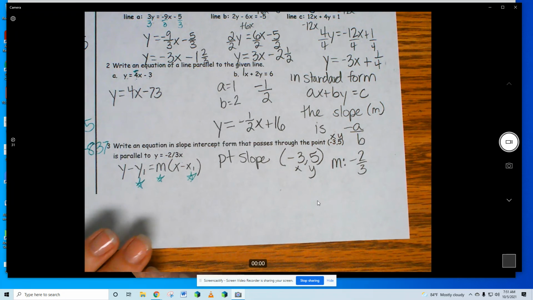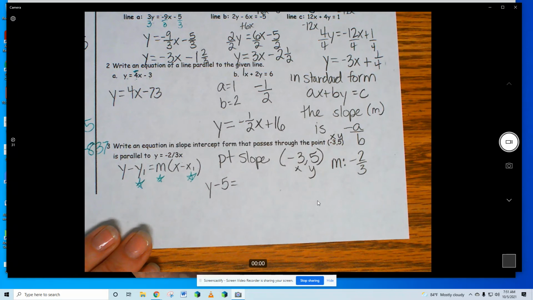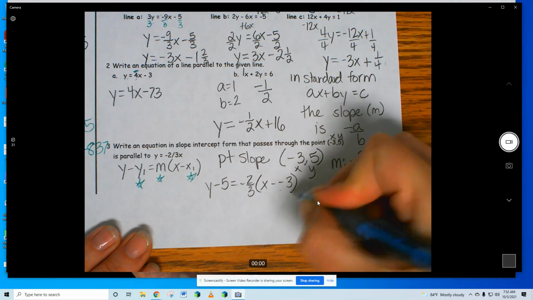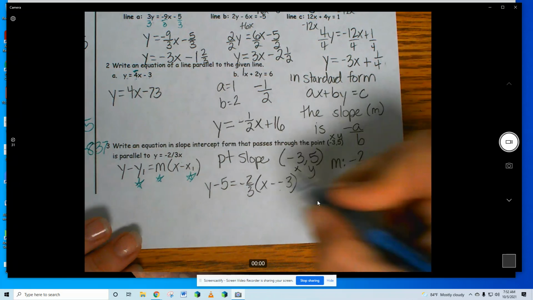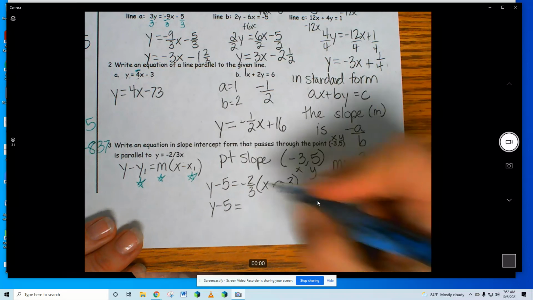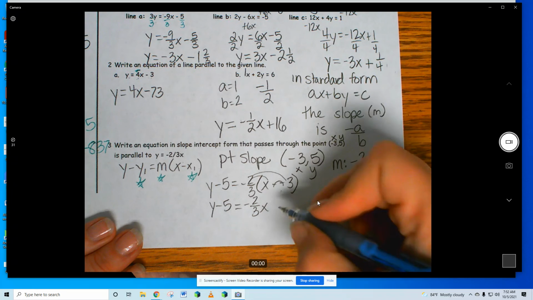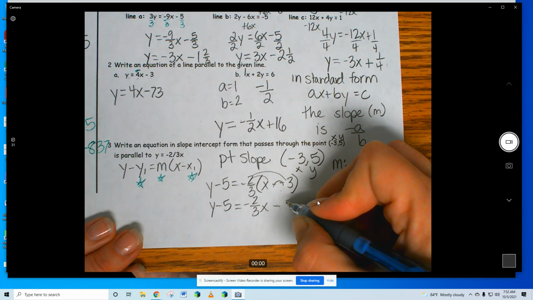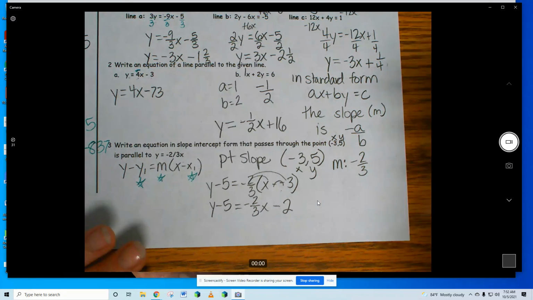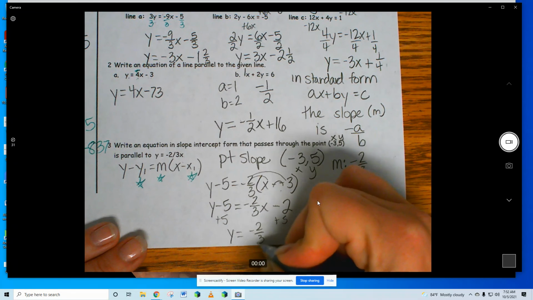All right, people, don't wait for me to write something down to copy it. You're never going to learn. Y minus 5 equals m, negative 2/3, x minus negative 3. Watch all the signs. Be careful, be careful. Y minus 5, distribute. Negative 2/3 x, and then negative 2/3 times 3. Negative 2. Nice. Are we on the right track so far? Add 5 both sides. Negative 2/3 x plus 3.